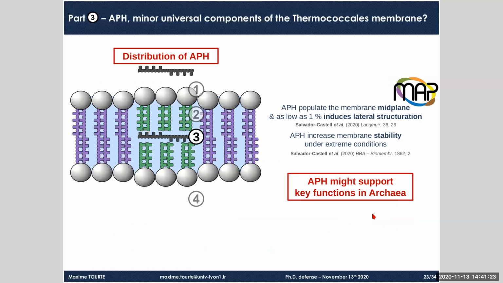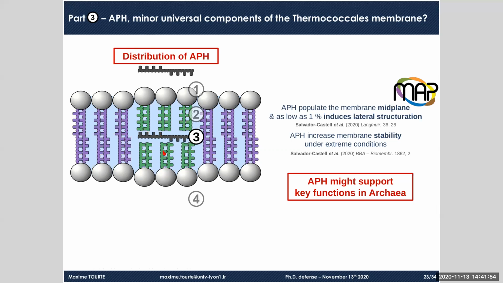So now we have a good understanding of how diethers and tetraethers distribute among Thermococcales. But now let's see the distribution of these apolar polyisoprenoids in black. Thanks to the work of a fantastic PhD student of our lab, Marta Salvador Castell, we now know that apolar polyisoprenoids insert in the midplane of the membrane, so here.